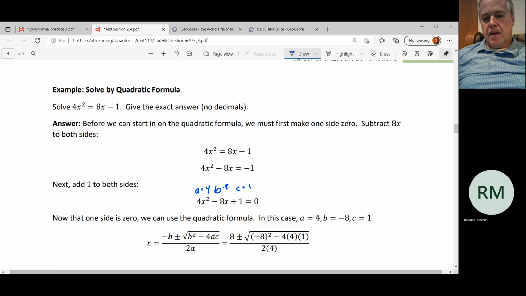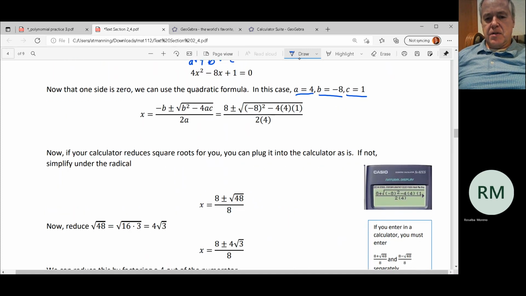Now we can plug a equals 4, b equals negative 8, c equals 1 into the quadratic formula. X is equal to negative b, well, b was negative 8, so negative b is 8, plus or minus the square root of b squared, negative 8 squared, minus 4ac, and this is where it becomes very important to watch the signs of a and c. Fortunately, in this case, both a and c are positive, so minus 4 times 4 times 1, all over 2a, which is the 4.